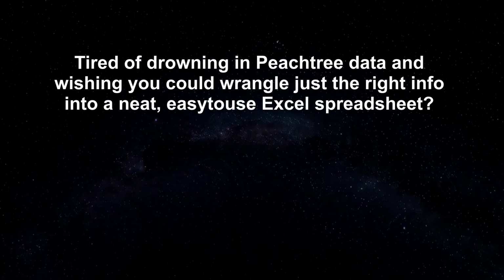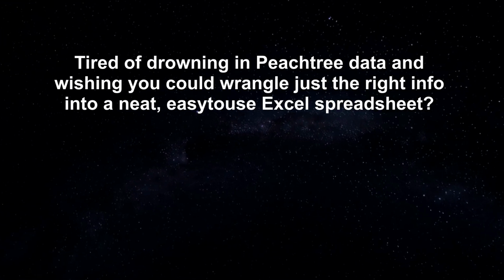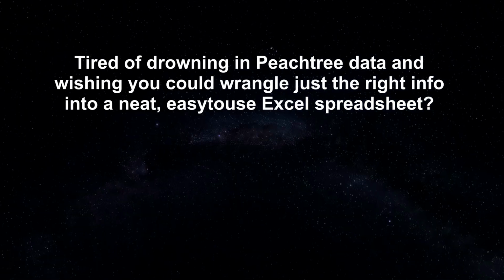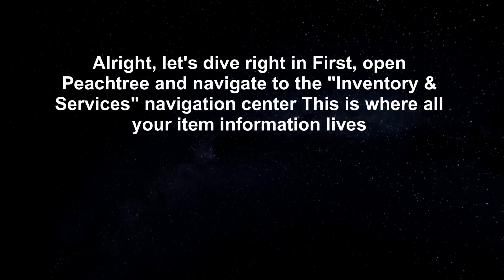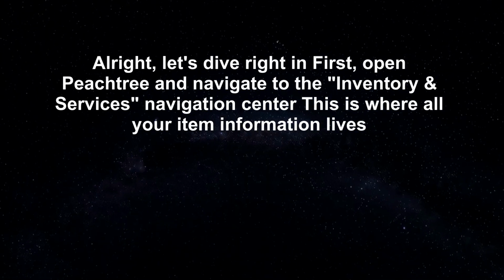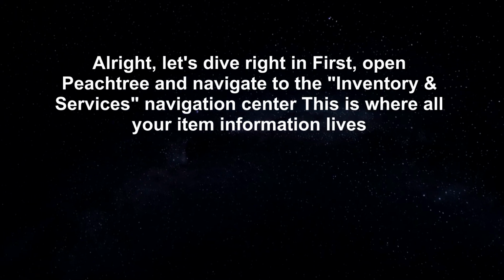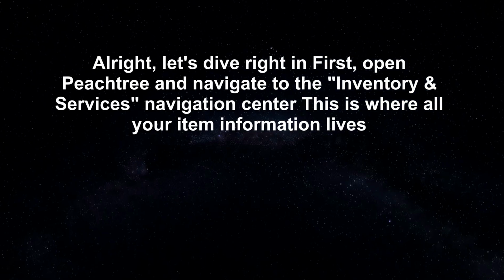Tired of drowning in Peachtree data and wishing you could wrangle just the right info into a neat, easy-to-use Excel spreadsheet? Alright, let's dive right in. First, open Peachtree and navigate to the Inventory and Services Navigation Center. This is where all your item information lives.